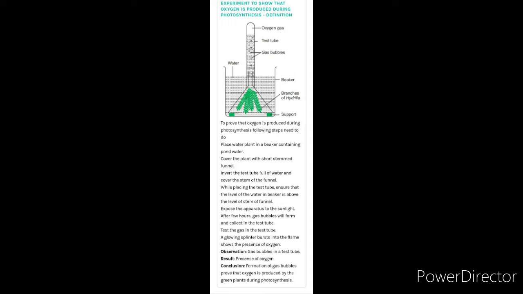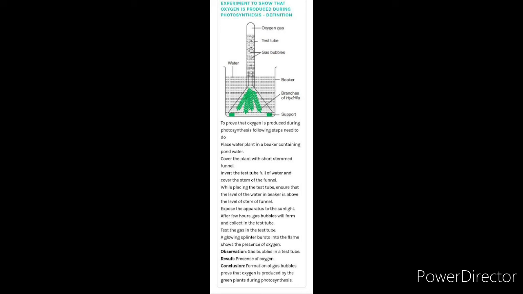Now place one set in the sunlight and the other in the dark for at least 2 to 3 hours. Why are we keeping one set in the light and one set in the dark? As you know, whenever plants are placed in the light, photosynthesis takes place, and photosynthesis is absent in the dark.